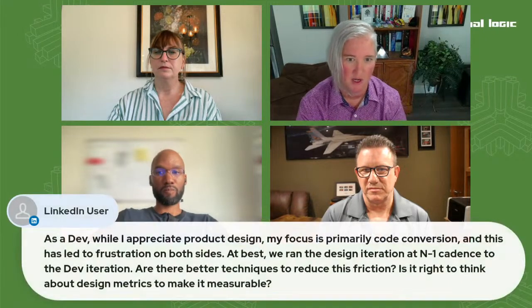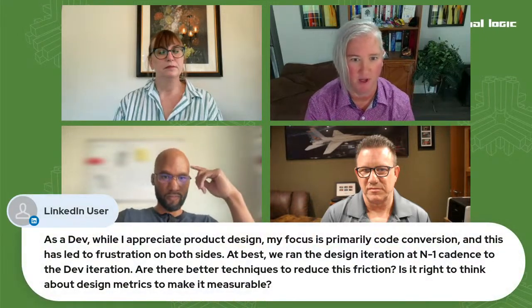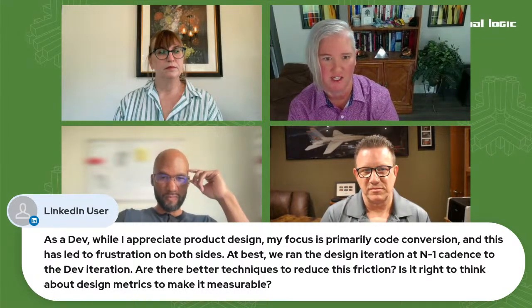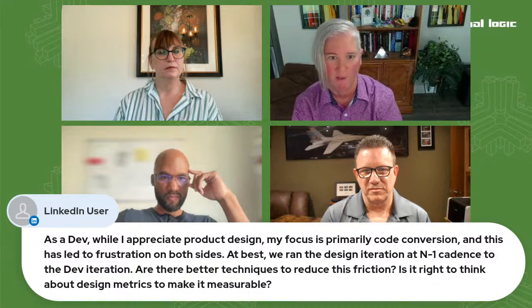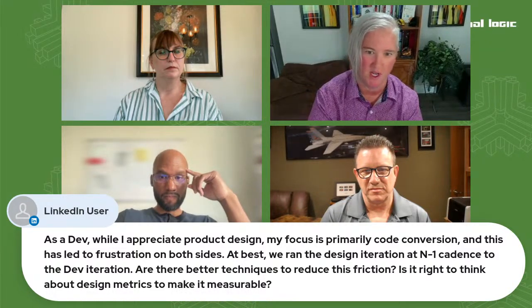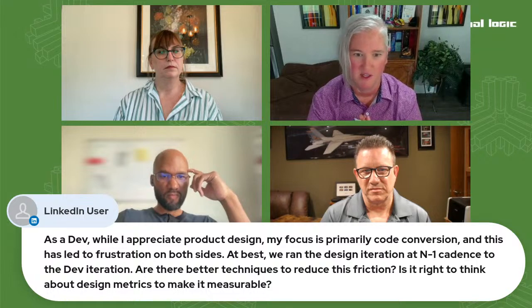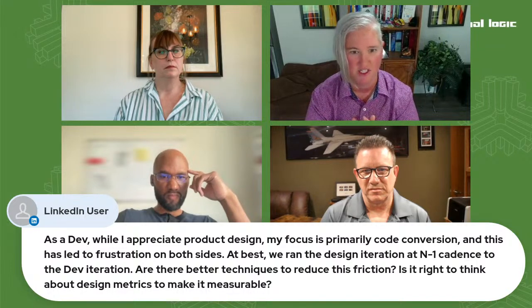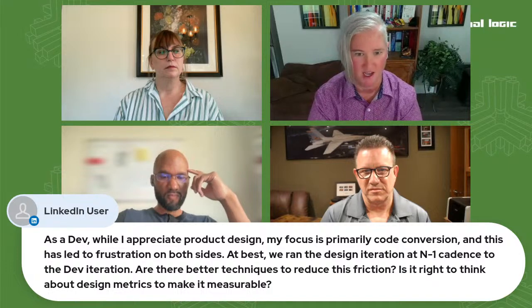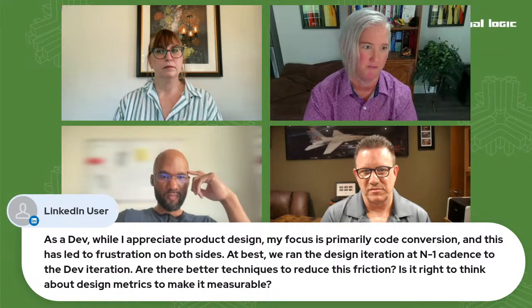Right. We actually have another one from a LinkedIn user that says, as a dev, while I appreciate product design, my focus is primarily code conversion, and this has led to frustration on both sides. At best, we ran the design iteration at N-1 cadence, so a sprint behind the dev iteration. Are there techniques to reduce this friction? Is it right to think about design metrics to make it measurable?